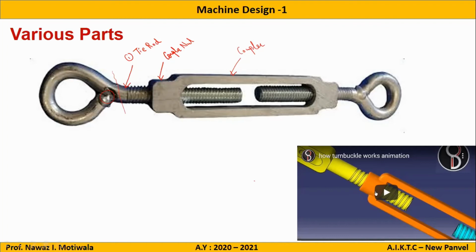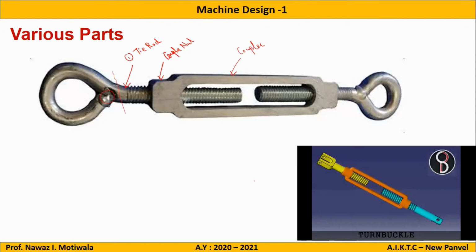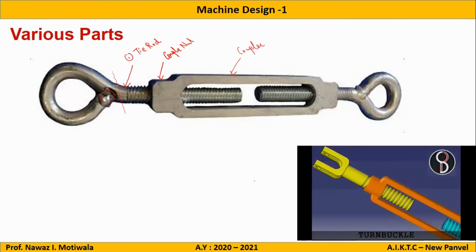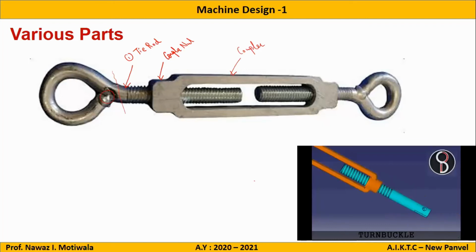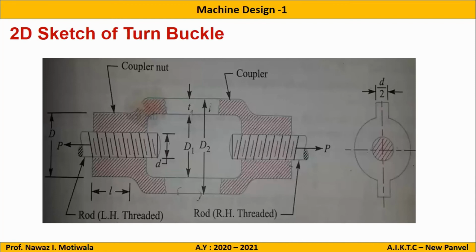Just a small video of how it works. You can see when this part comes out, the tension releases. और जैसे ही वो part अंदर जाएगा, the tension will increase. So to maintain the tension, this is just based on rotation. Rotate करो, tension maintain हो जाएगा. That's it. So this is a 2D sketch. Now I request you to draw this because again when it comes in exam, this sketch gives you 2 marks.